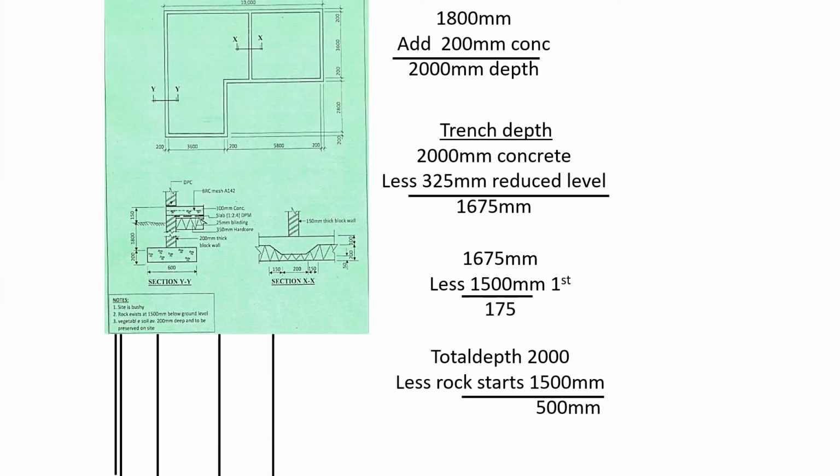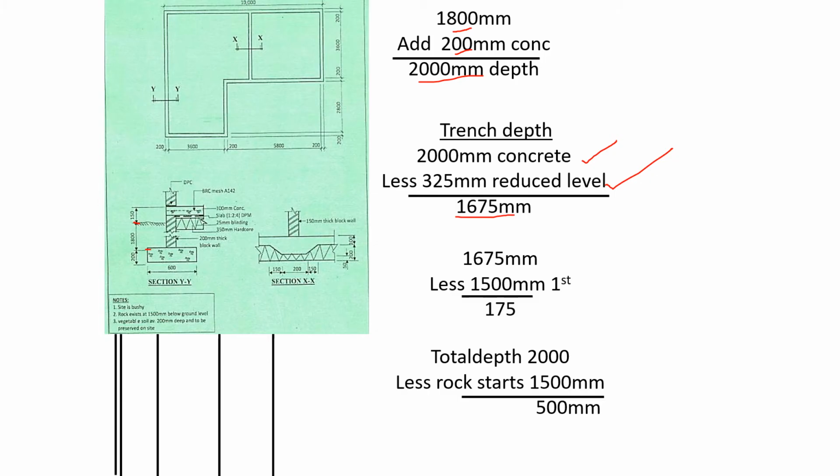We are still looking for the depth of the trench. The trench from the ground level to get to the vibrated reinforced concrete is 1800. To add the concrete, we get the total depth of the trench below the ground is 2000 millimeters. So what is the depth of the trench that is remaining to be excavated? We have already excavated 200 for the vegetable soil and 125 for the reduced level. So we have already excavated 325 millimeters and we have 2000 millimeters below the ground. So the remaining depth that we need to excavate is 1675 millimeters.